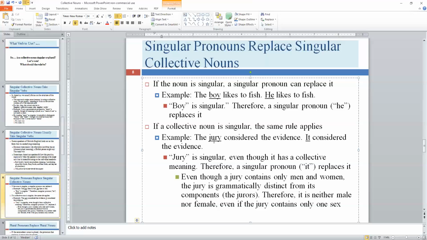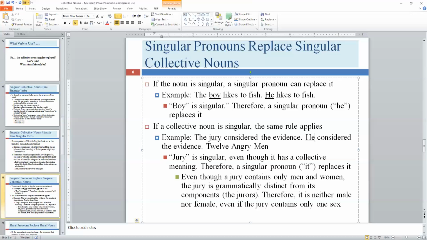Now you may think, well, let's imagine that the jury is made up only of men. You may have seen the movie 12 Angry Men. That was back when many juries just included men. And let's imagine we had just watched that movie and we're talking about the jury. The jury considered the evidence. You might think, well, can't we say he here or can't we say they?